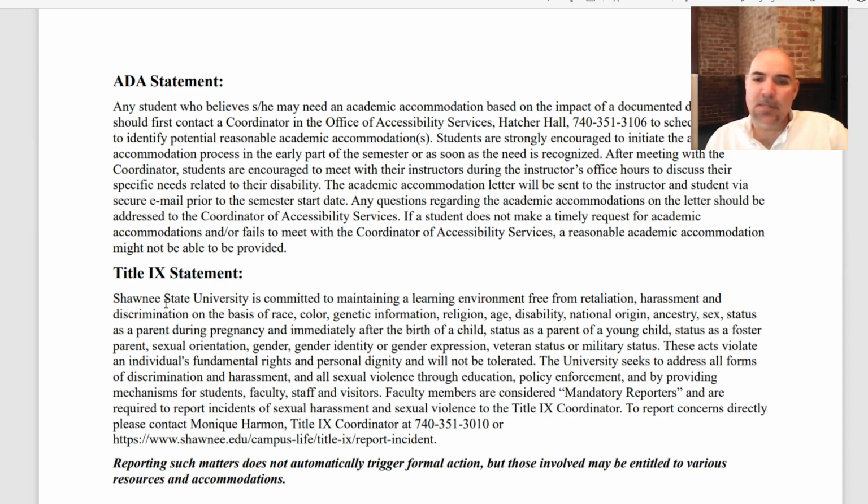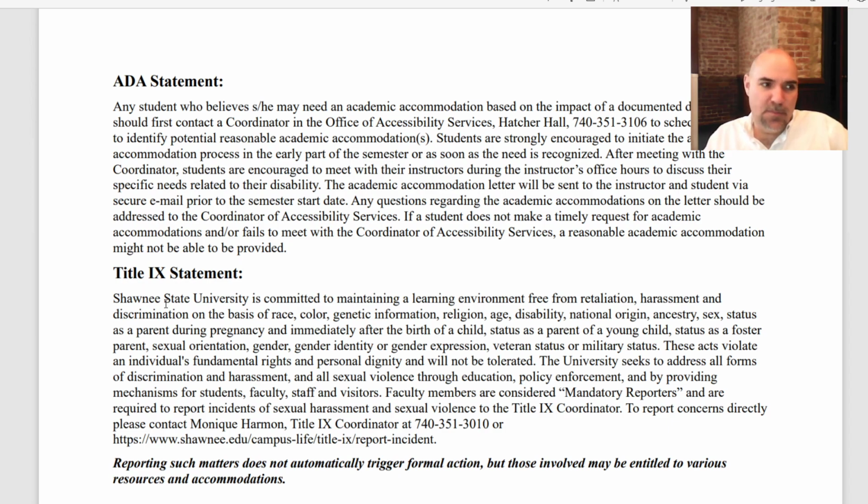So if you see something like that, or you're the victim of something like that, feel free and safe to let me know. Or if you don't want to let me know or don't want to talk to me about that, then talk to somebody in the Title IX office. Specifically, the contact information for Monique Harmon is on there. She's the Title IX coordinator, and her phone number's there.